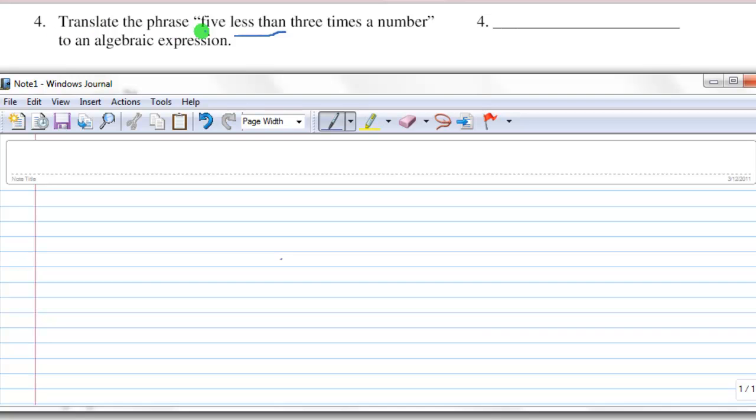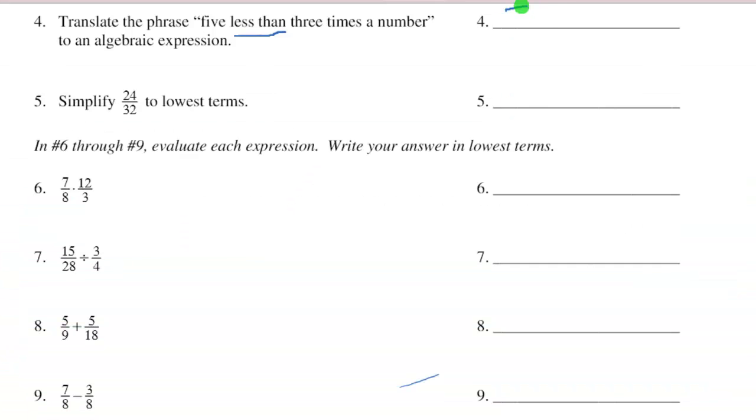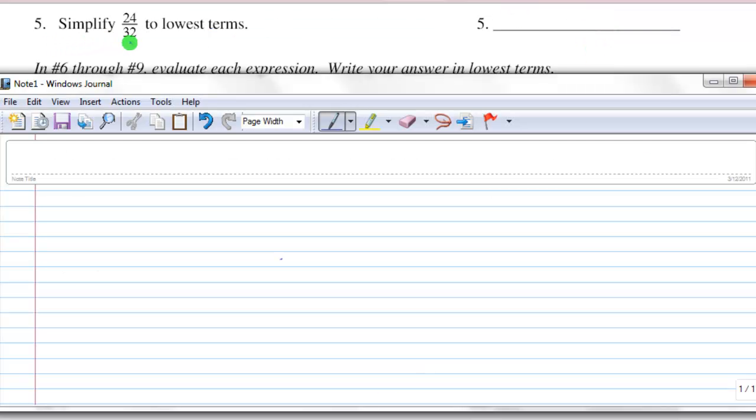Number 4 says translate the phrase 5 less than, that's critical there, less than 3 times a number to an algebraic expression. So the 3 times a number, we're going to let x be our number. So 3 times that would be 3x. And the thing about less than is that you always put the number after. The 5 goes after the less than sign or the subtraction sign. So anytime you see less than, just remember that you're going to invert the order. The 5 is going to go behind the 3 times the number. So 3x minus 5 is the correct algebraic expression. So less than, put that in your notes.